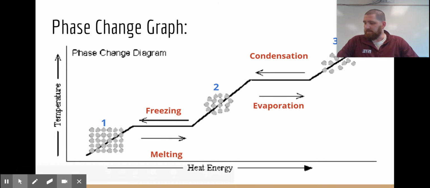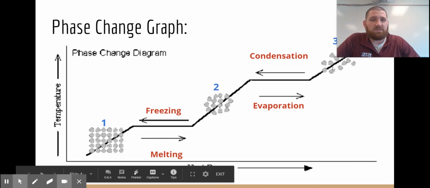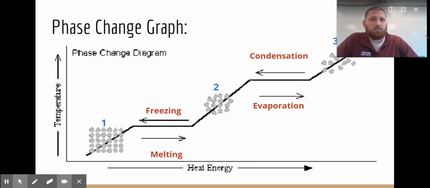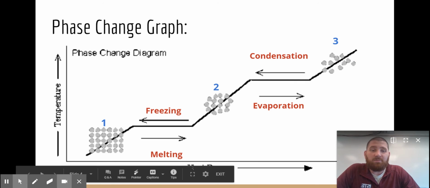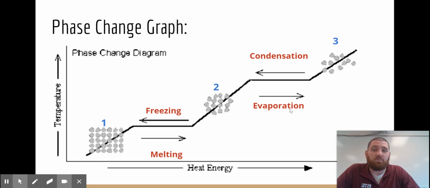Now here, guys, we have our phase change graph, and I've gone ahead and put those 4 common phase changes on the graph right here. We can see freezing, melting, condensation, and evaporation.